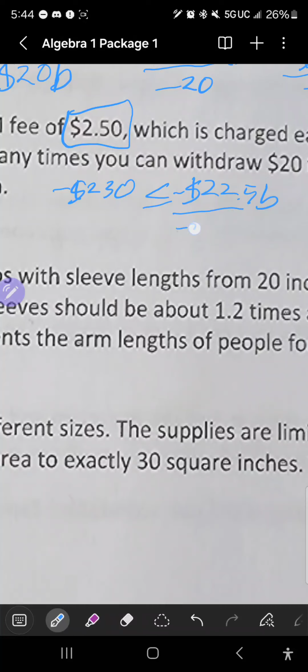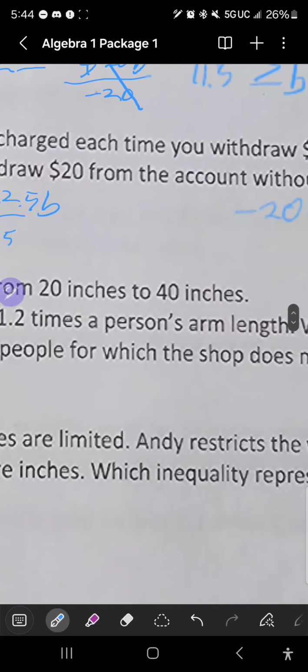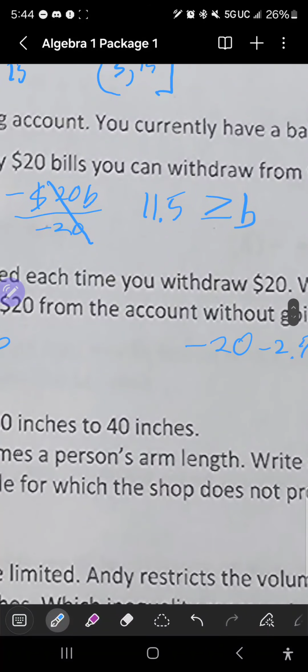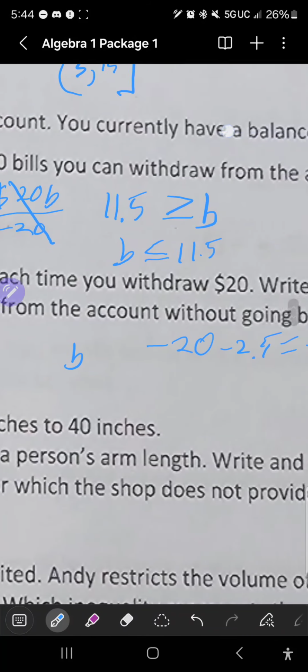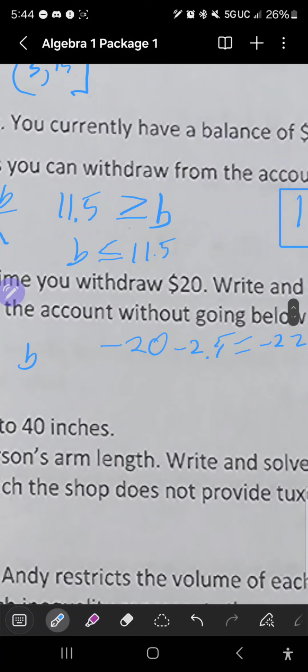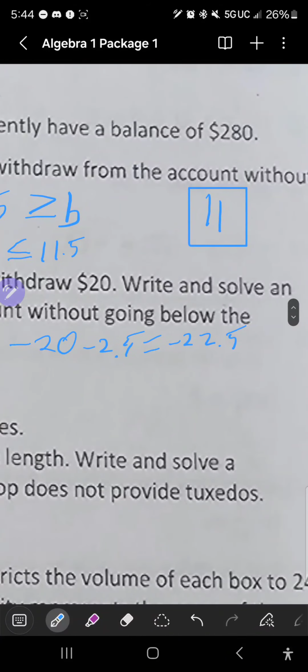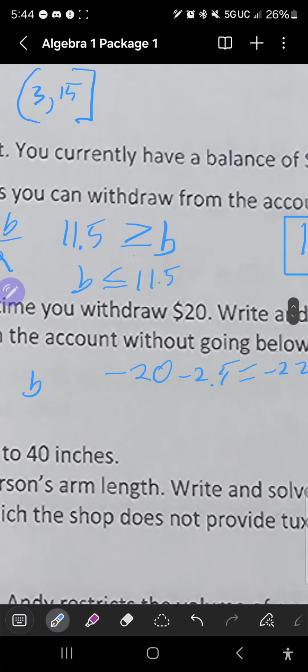We divide both sides by negative 22.5. And we have the b. Oh, also, this is rewritten as b less than or equal to 11.5. And this also represents what we were doing. It also represents why the answer is 11, since as you see here, b is less than or equal to 11.5. It cannot be greater.